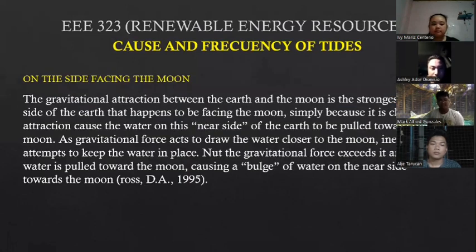On the side facing the moon, the gravitational attraction between the Earth and the moon is strongest, simply because it is closest. This attraction causes the water on this near side of the Earth to be pulled towards the moon. This force acts to draw the water closer to the moon. Inertia attempts to keep the water in place, and the gravitational force succeeds, and the water is pulled towards the moon.